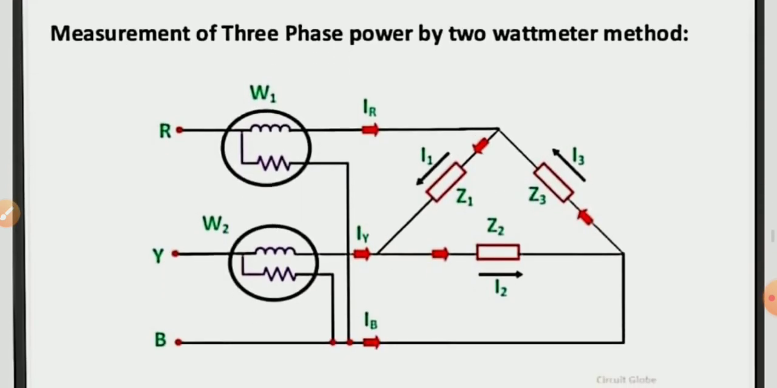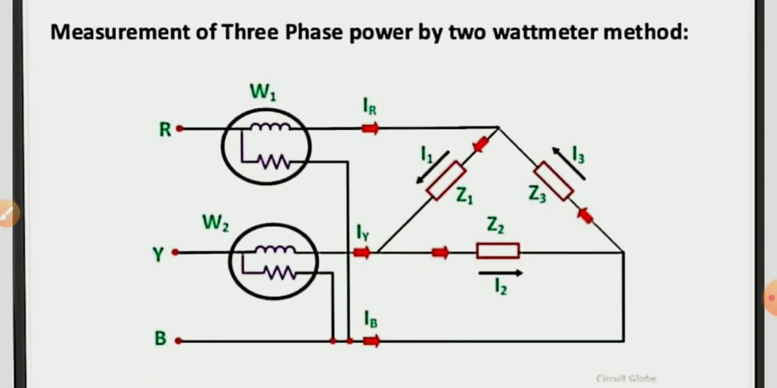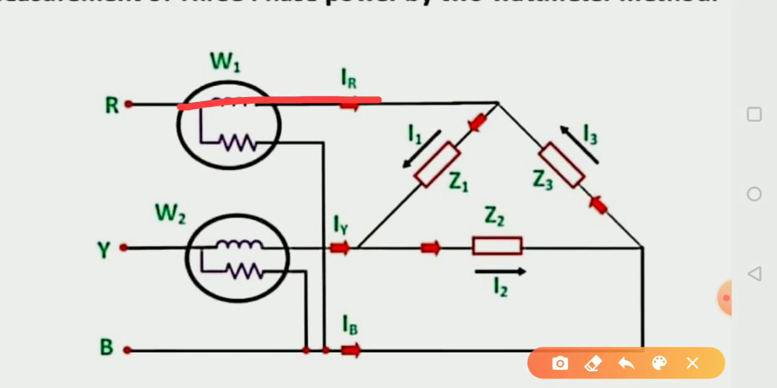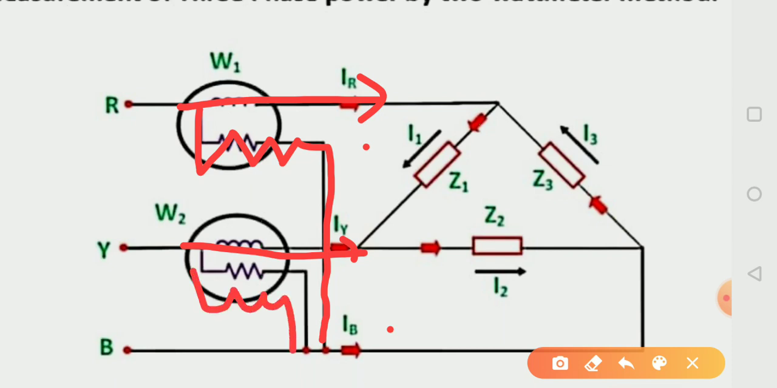This is the diagram of the measurement of three-phase power by the two wattmeter method. Two wattmeters are used in this method. The current coil of the first wattmeter is connected with the R phase, and the current coil of the second wattmeter is connected with the Y phase. The voltage coil of the first wattmeter is connected between the R phase and B phase, and the voltage coil of the second wattmeter is connected between the Y phase and B phase.